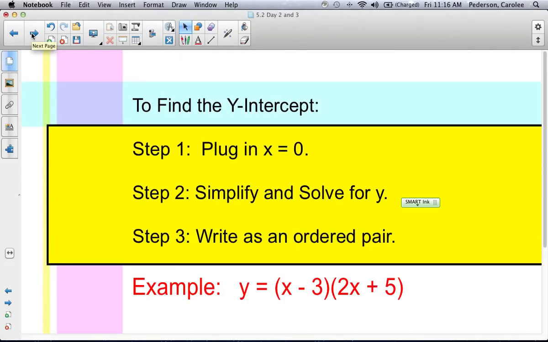All right, first slide. This is an important example for you to write down. We're going to focus on first finding the y-intercept. How you find the y-intercept, there's a few different ways to do it. Here's one way: if you have an equation, you substitute 0 in for x. Step 2, simplify and solve for y, and then write it as an ordered pair. So we have an example to go with it on this slide.